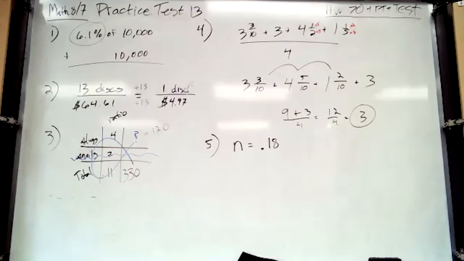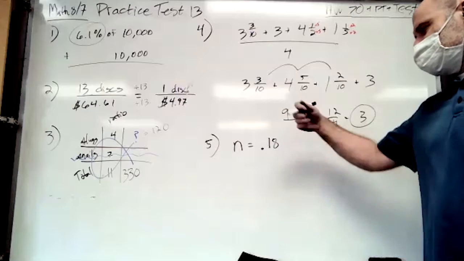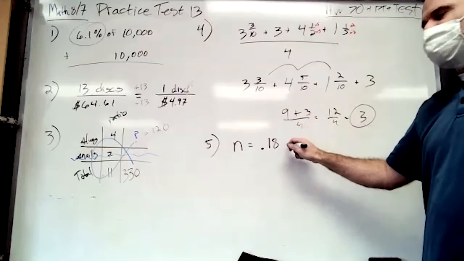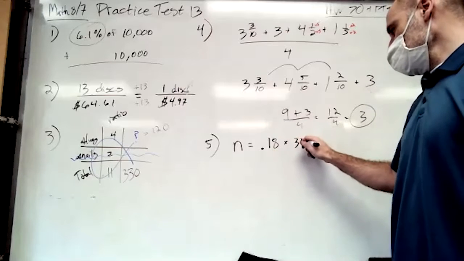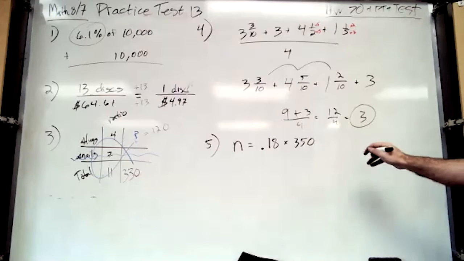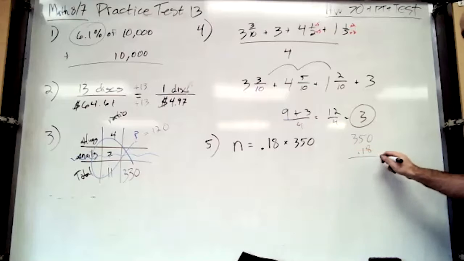Okay. How do you say "of"? Multiply. Okay. And how do you say 350? 350. All right, now we just have to multiply a decimal times 350. Can you guys handle that? Yeah. All right, let's do it. 350 times 0.18.